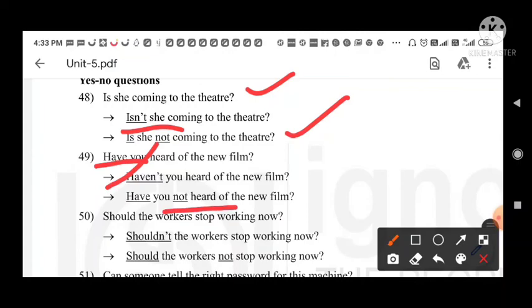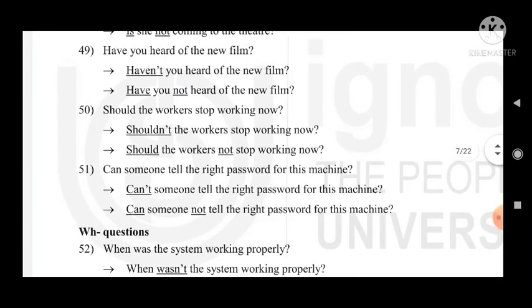So both are correct. Then, should the workers stop working now? Shouldn't the workers stop working now? We can use, again, should the workers not stop working now? Can someone tell the right password for this machine? Can't someone tell the right password for this machine? Can someone not tell the right password for this machine? So in both the cases, the meaning is the same and we can use negations.